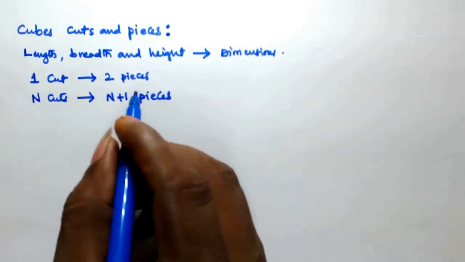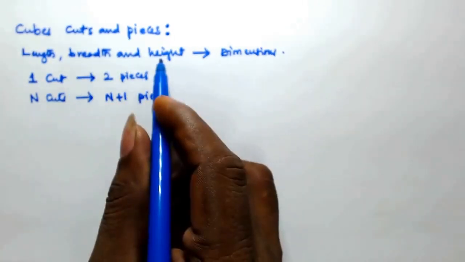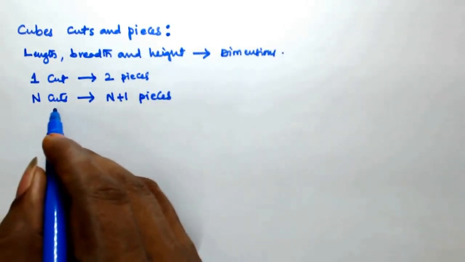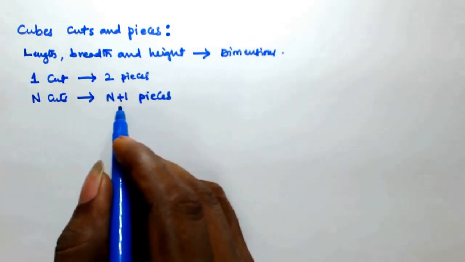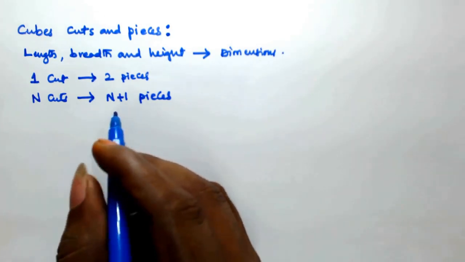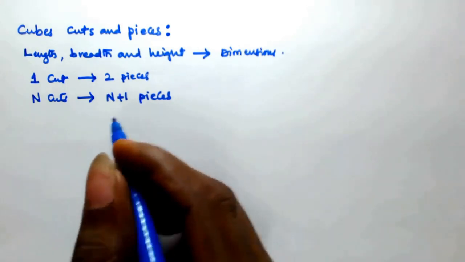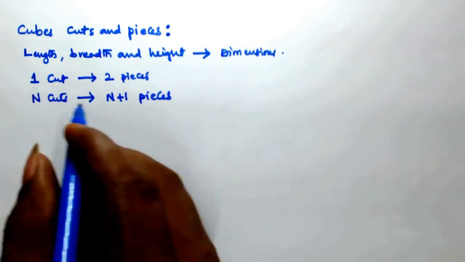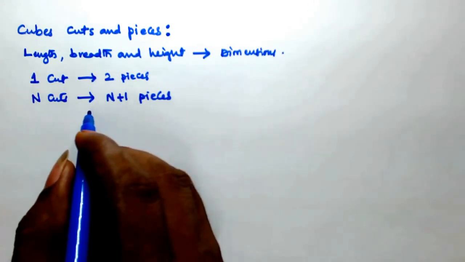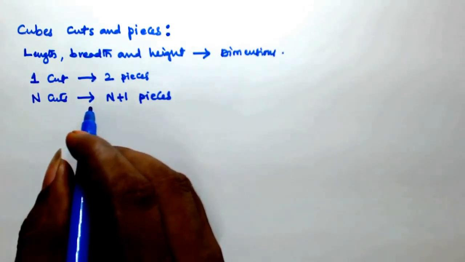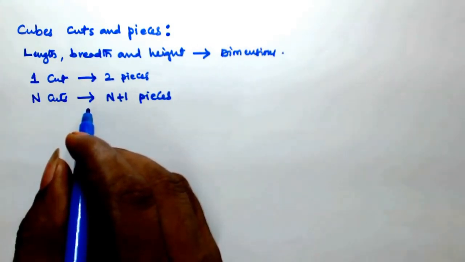Okay, I hope this one is clear. If we make one cut, we will get 2 pieces along any one of the dimensions. If we make n cuts, we will get n plus 1 pieces, right? So now to generalize, we can say that to have a certain number of pieces P along a specific dimension, there should be one fewer number of cuts required.